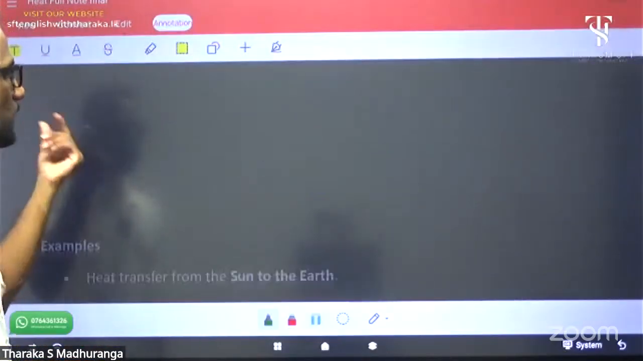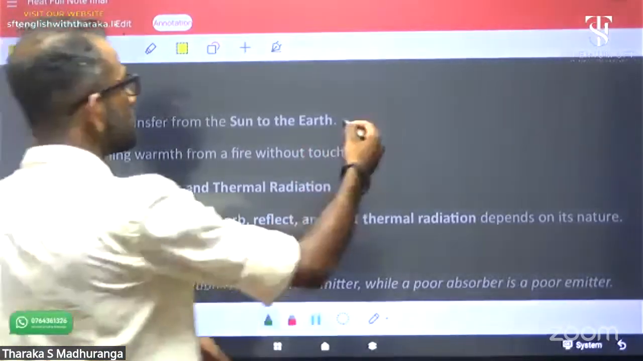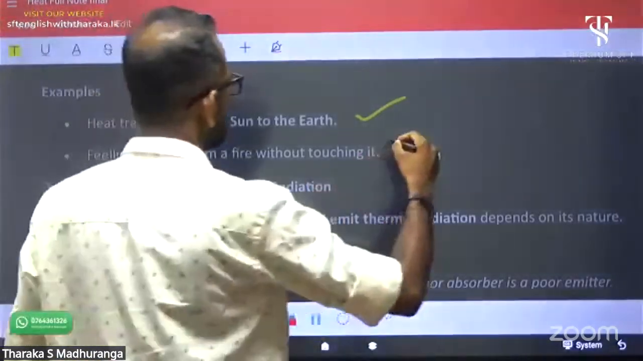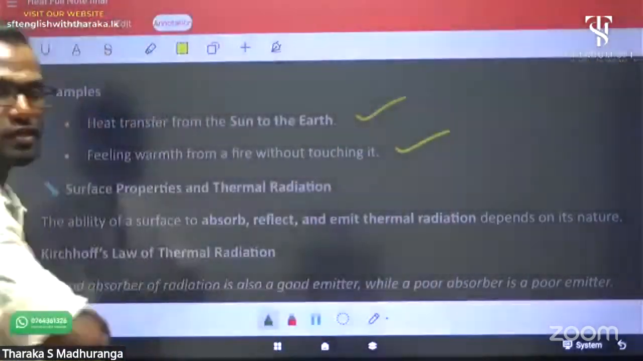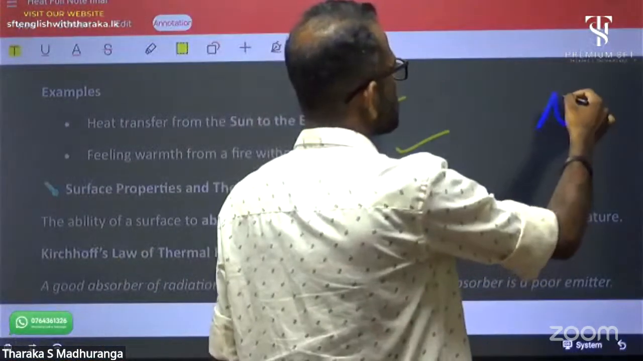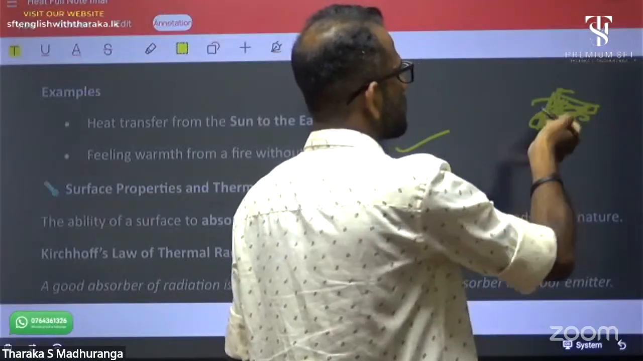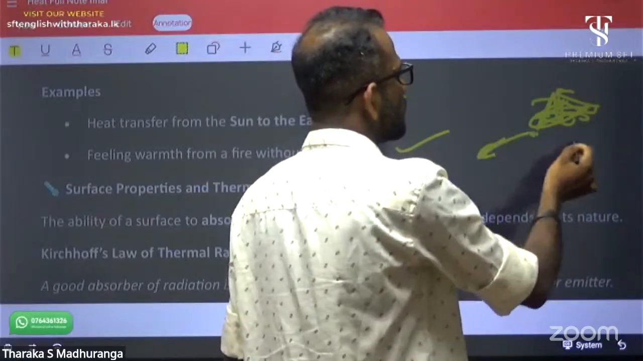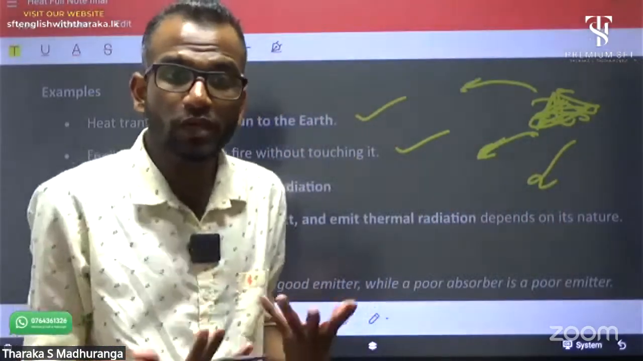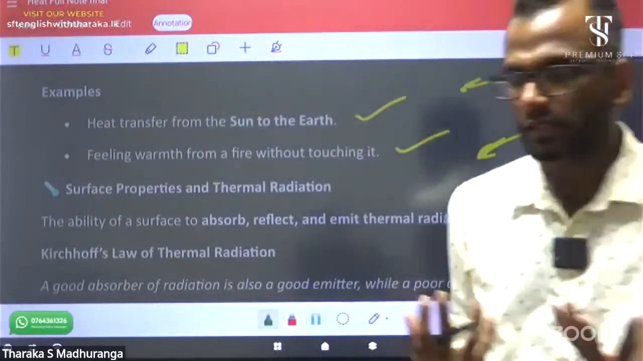Okay, that's an example. Example: heat transfer from the sun to earth, feeling warm from a fire without touching it. If there is any fire, the heat we can feel is due to radiation. We can feel heat due to the radiation.